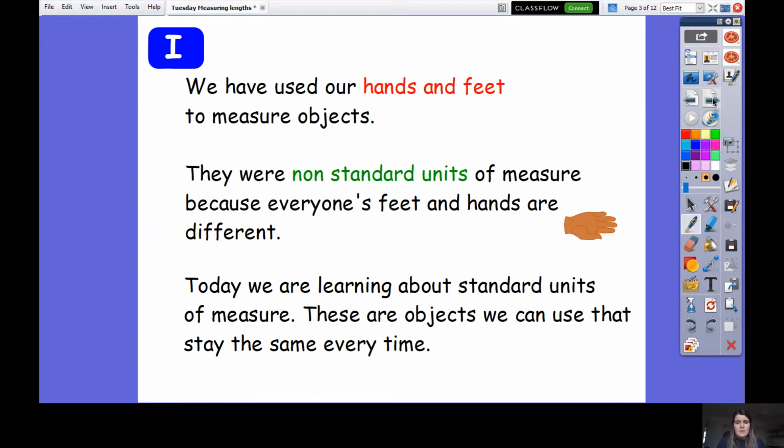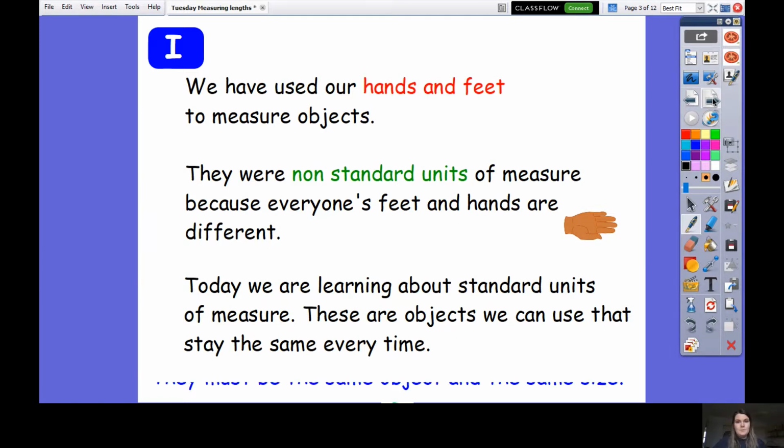Today we're going to be using something called a standard unit of measure. Can you say standard unit of measure? Great. And these are objects or things that always stay the same size. They don't change. Now, you can use rulers, but we're not using rulers today. You could use a ruler to help you measure things, but we're going to use objects today.